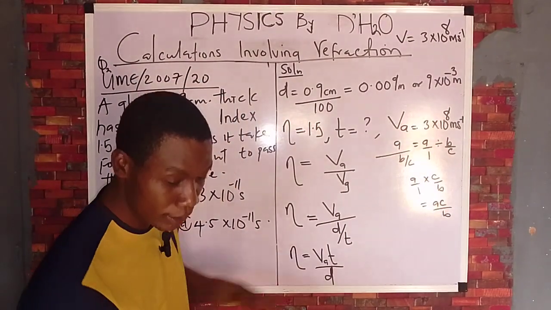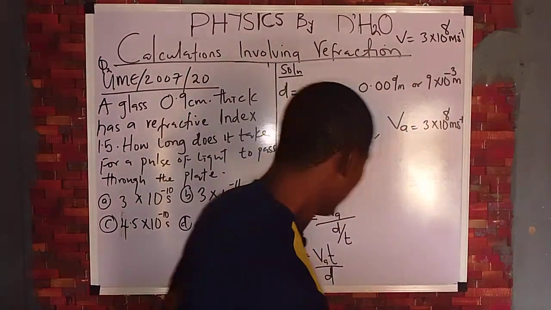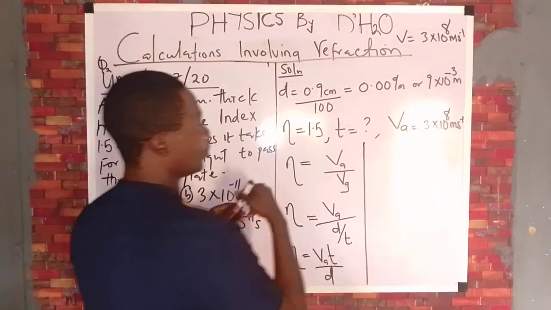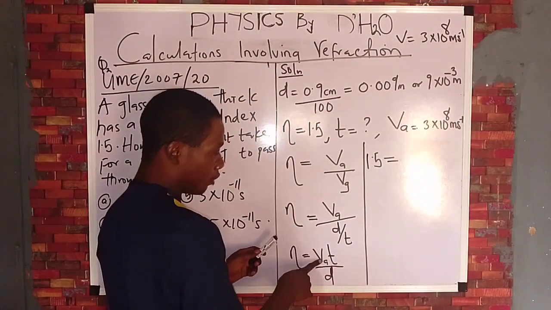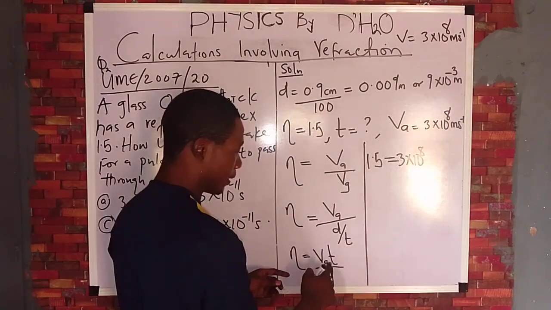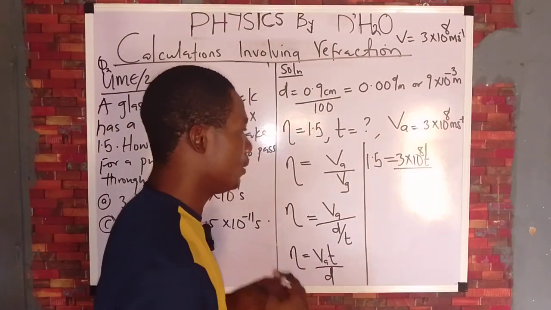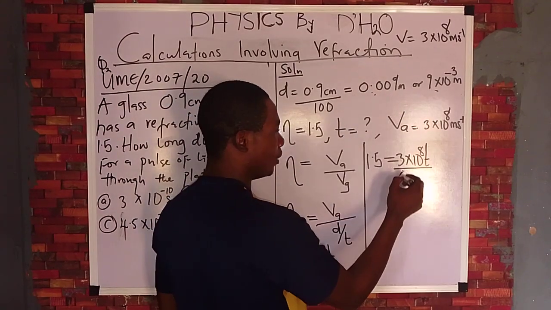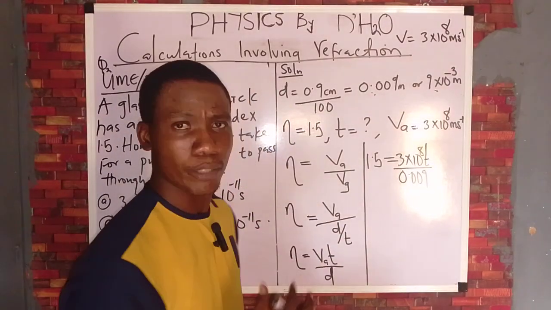So we are looking for the time. So let's do that very fast. Our refractive index that is given to us is 1.5 equals the speed of light in air, which is 3 times 10 raised to the power of 8, times the time taken, all over the distance. What is our distance? Our distance is, you either use this or this. If you are using this, you have 0.009.